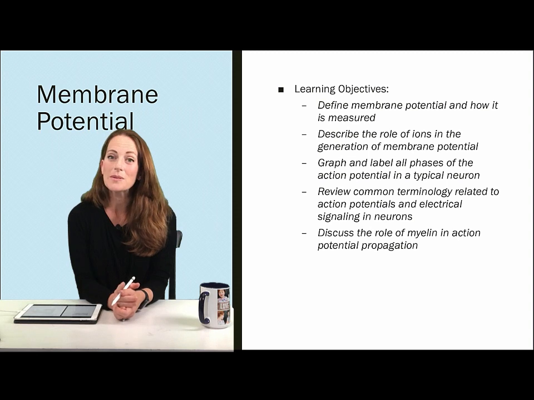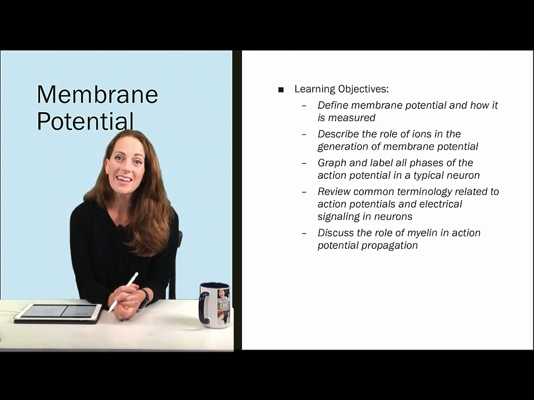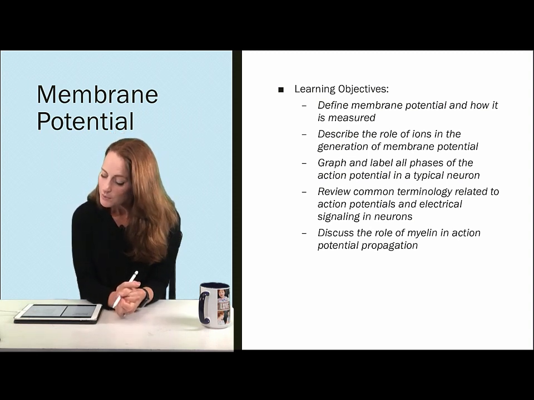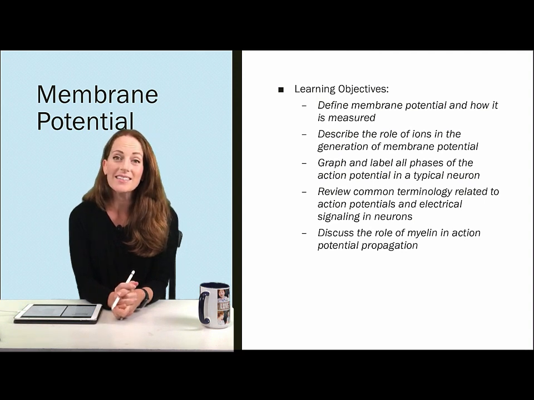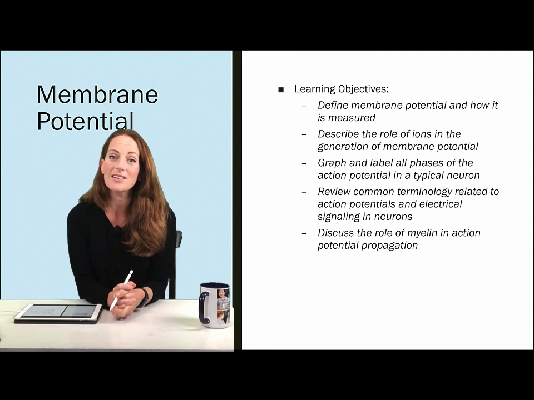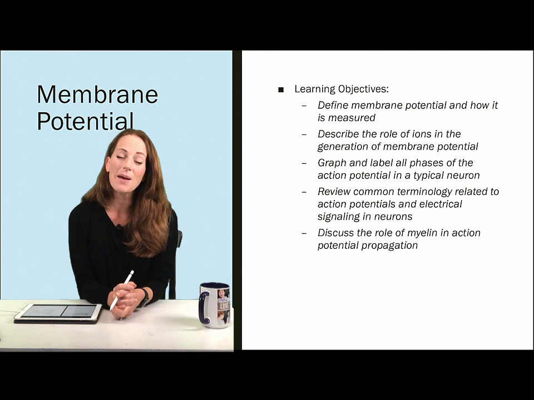During this lecture, we will define membrane potential and how it's calculated. We will describe the role of ions in the generation of membrane potential. We will then graph and talk about the phases of the action potential. We will look at how the action potential changes and common terminology related to action potentials and electrical signaling. Finally, we'll talk about action potential propagation and the role of myelin in electrical signaling.